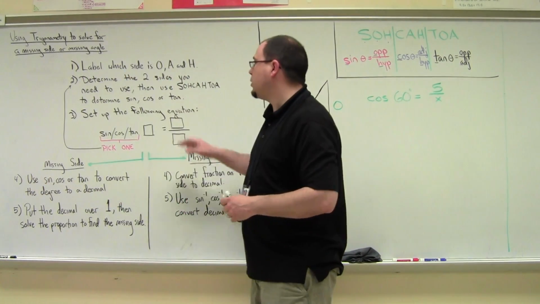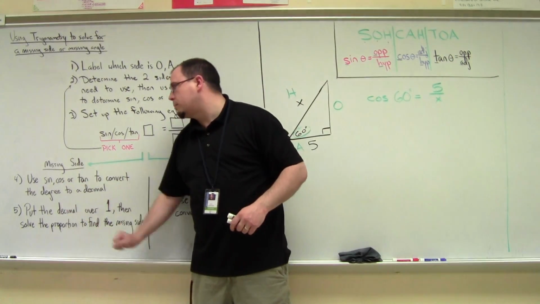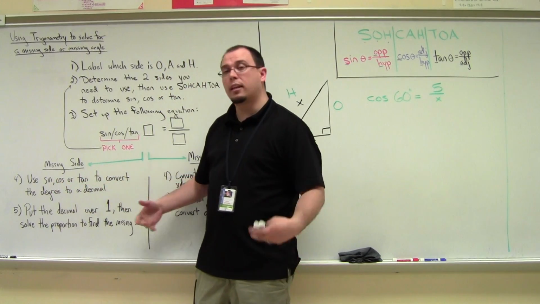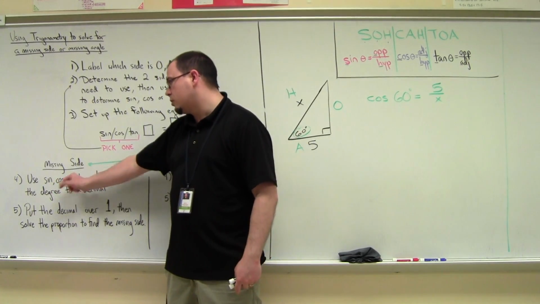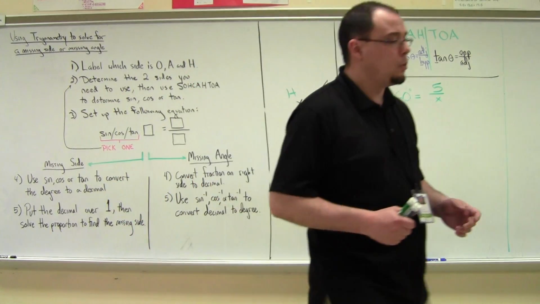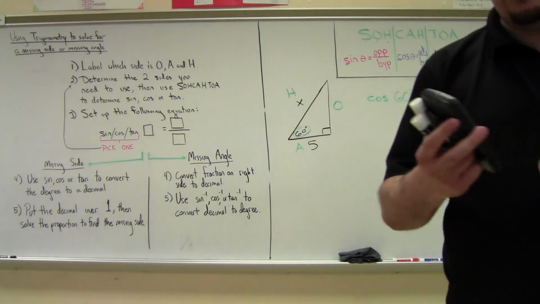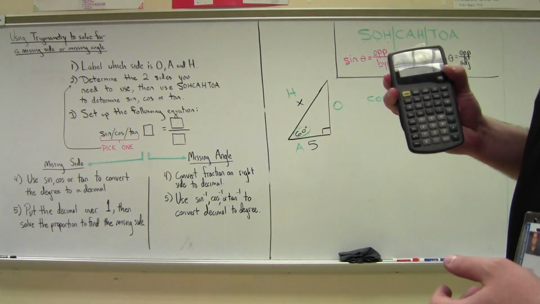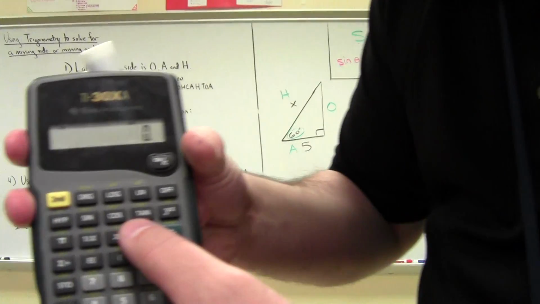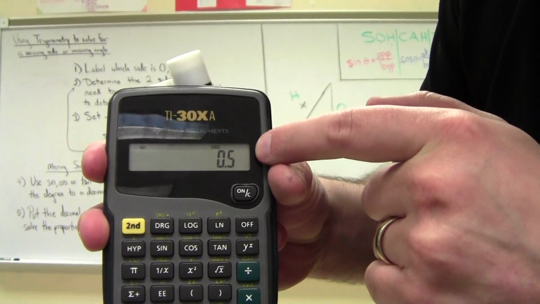The next thing we're going to do, now that we've set up the following equation, is follow the steps to find a missing side. We're going to use the sine, cosine, or tangent, depending on which one we use, which in our case right now is cosine, to convert the degree to a decimal. So all you have to do on your calculators, and I'll show you this one first, is type in cosine of 60 degrees. So for this one, you're going to type in 60 first, and then you're going to hit cosine. You'll notice you get 0.5.